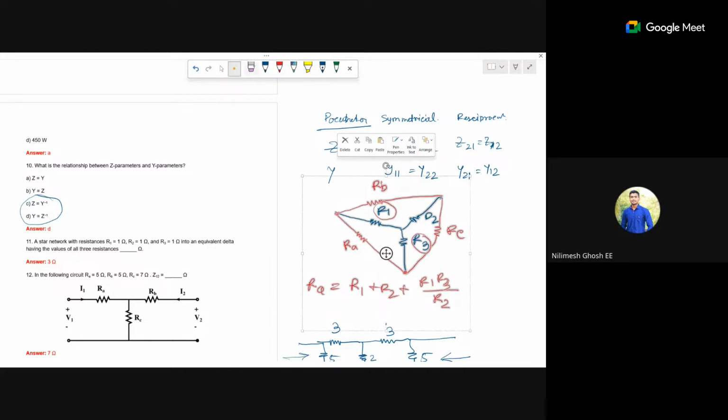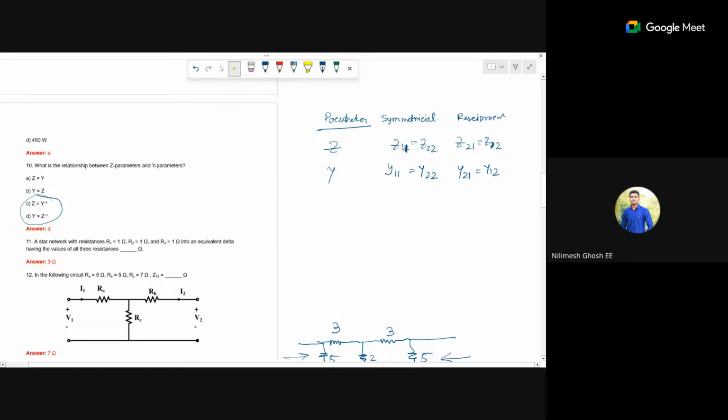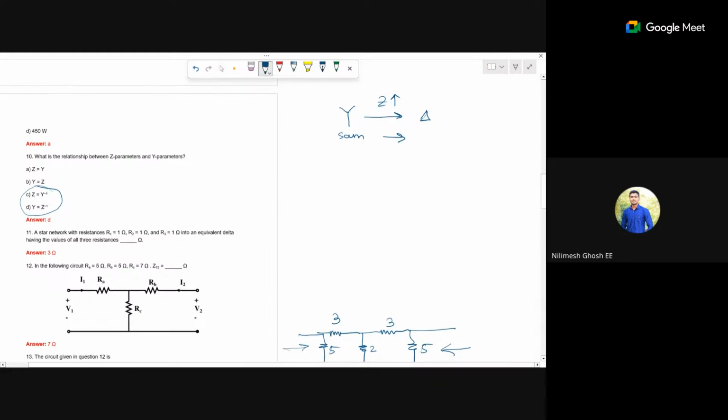If you are trying to convert star to delta or delta to star, you can always notice a generic rule. If you convert star to delta, generally the impedance increases. The special case is if all three resistances are the same, then the delta resistance will be three times.